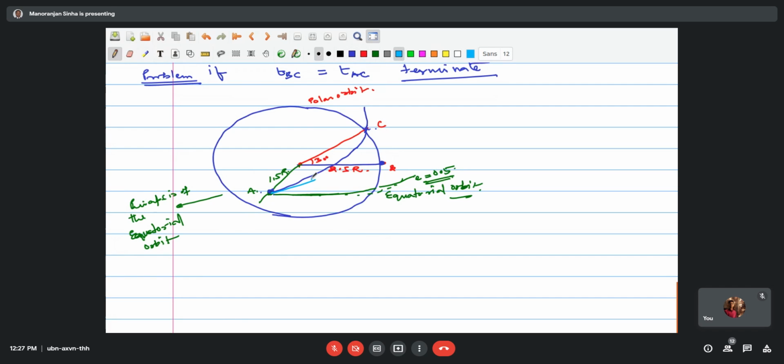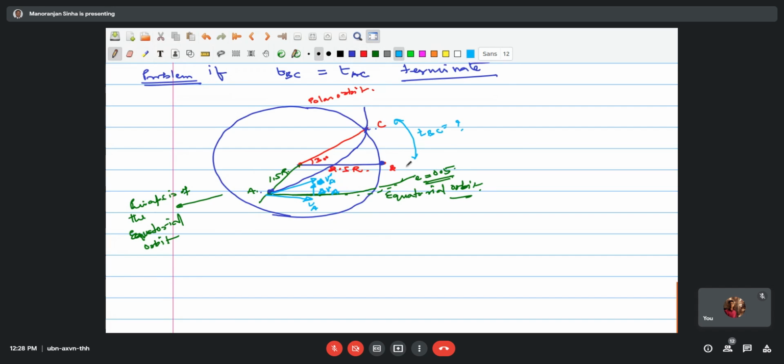So this will require giving an impulse here at this point, delta V. The original velocity at A is V, and this will be the final velocity. So we write here V A prime, and this is delta V. So we need to work out this problem, and this requires first of all finding the time taken to go from B to C.